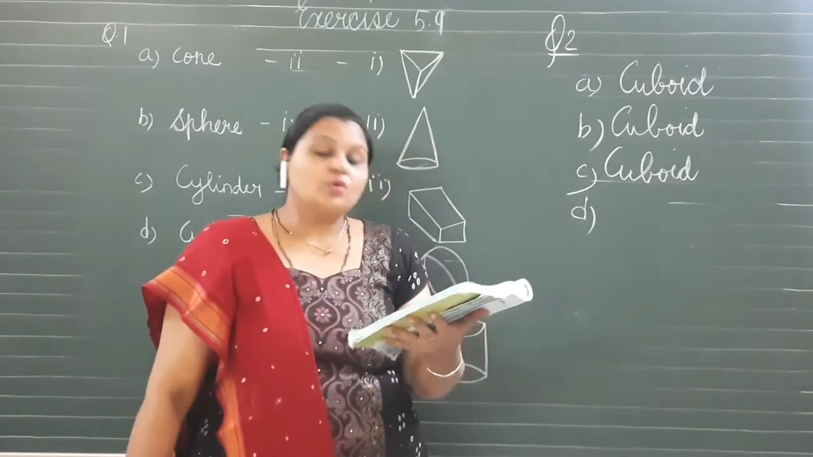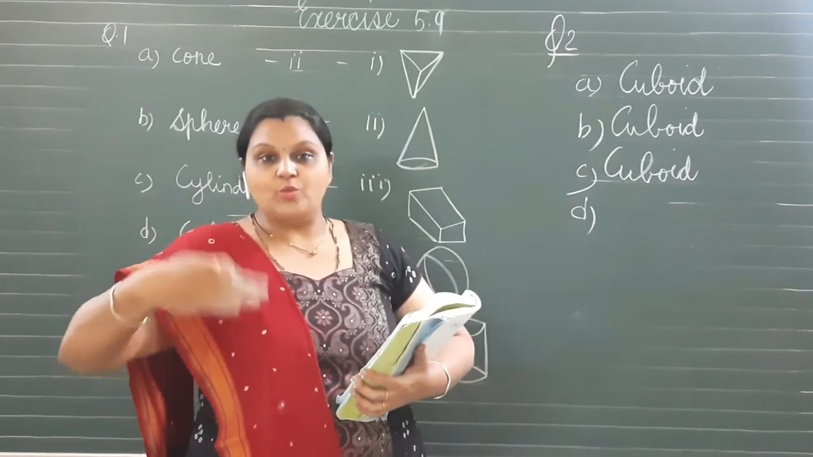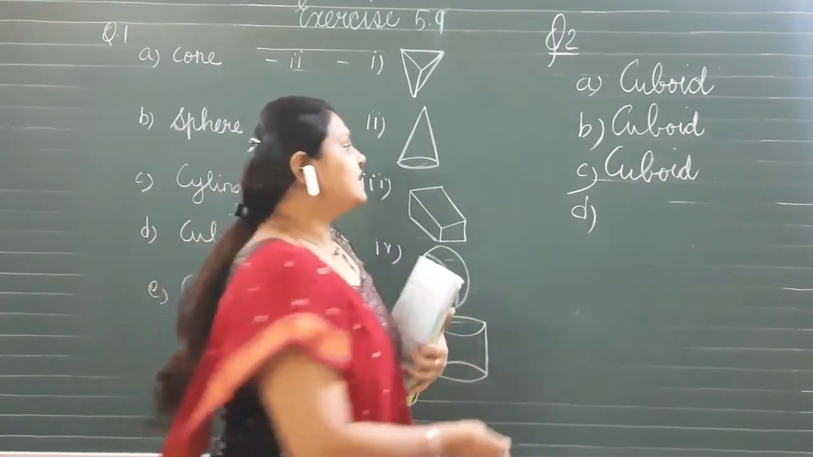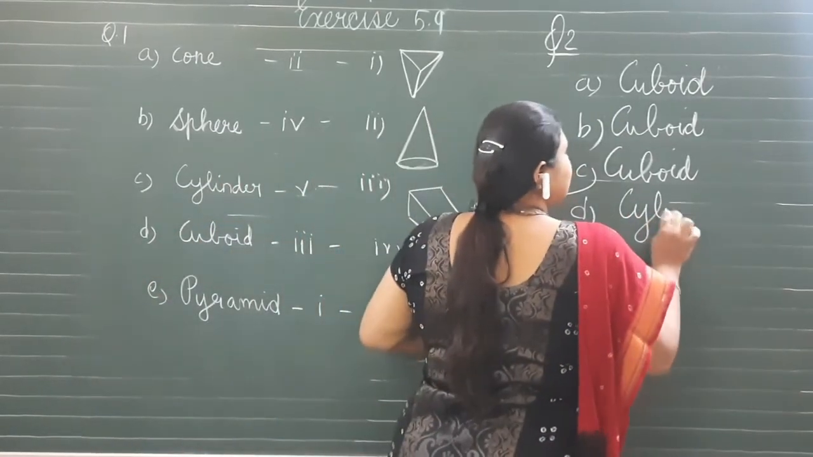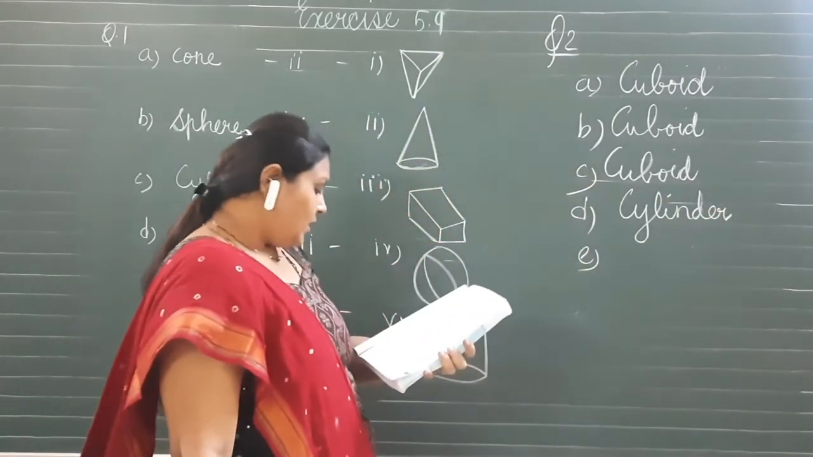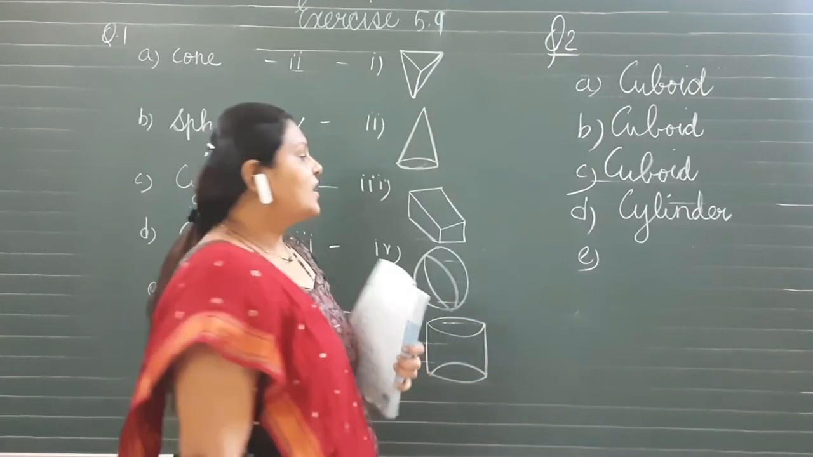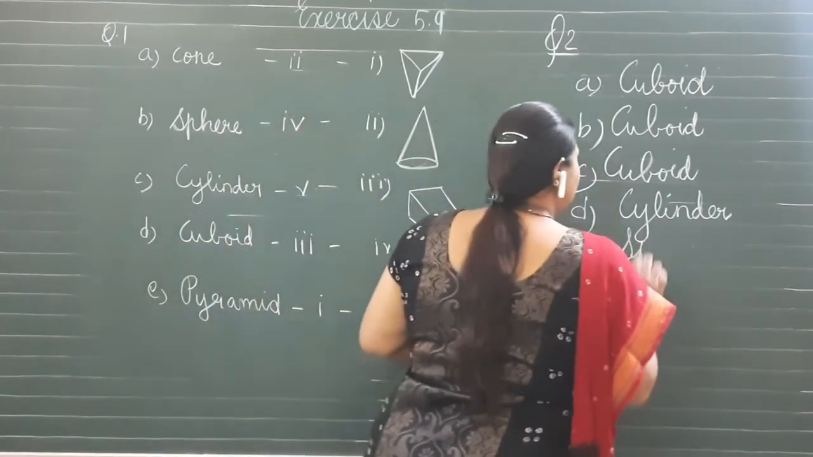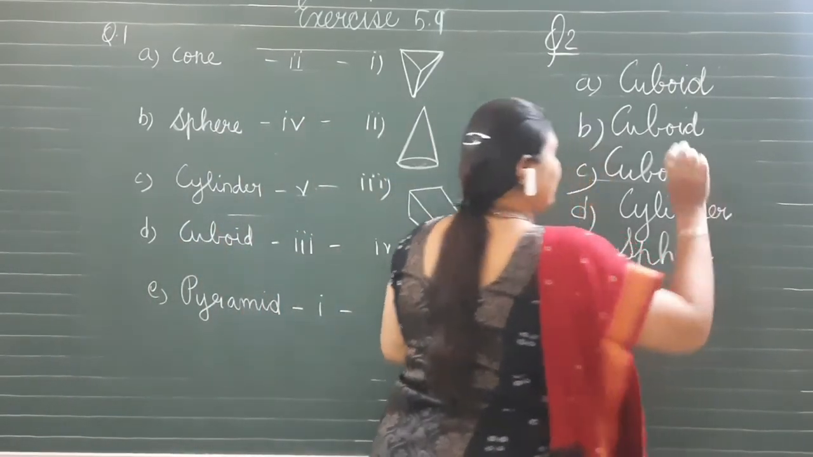D. A road roller. Road roller is rounded, so it is near to a cylinder. So we can say cylinder. Next, a sweet ladle. It's of sphere shape. So we can say sphere.